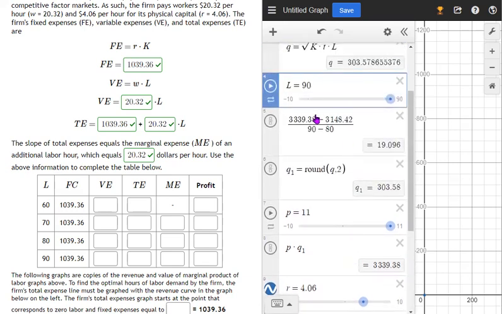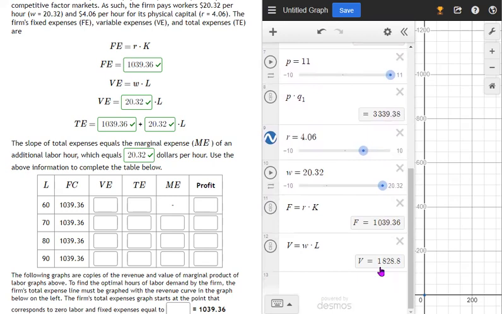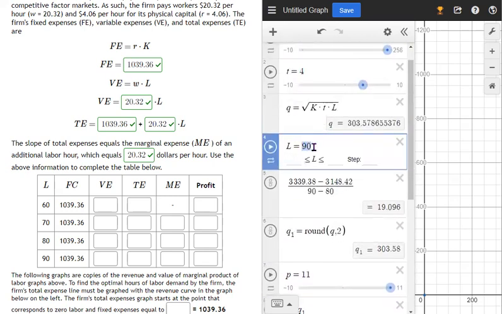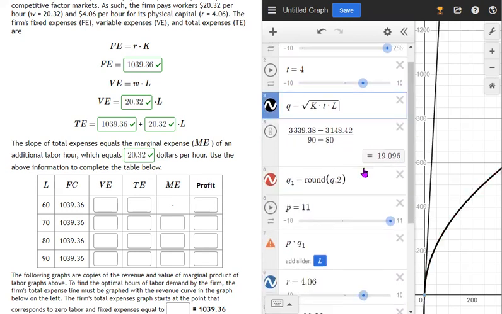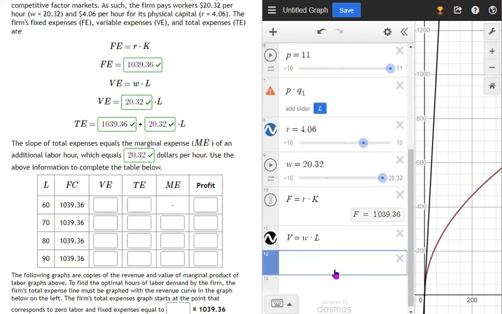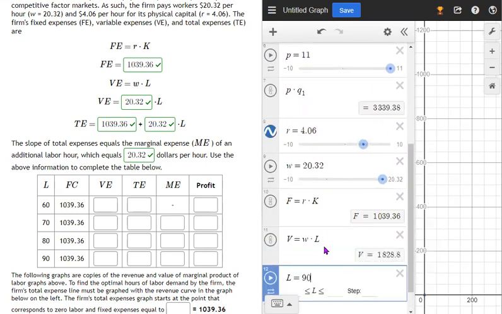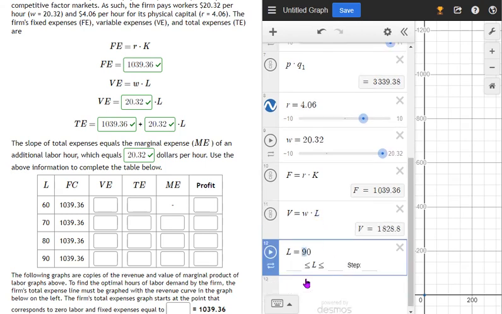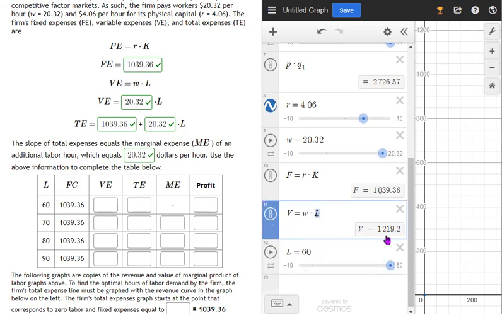So I'm going to go back up here and I can plug this value. Well, let's start over. Let's start at 60 here for labor, right? I'm going to grab that, delete it. I'm going to put it down here. Okay, so when I plug 90 into this equation here, I get, well, let's start at 60. Okay, starting at 60 hours of labor, if I plug the 60 into here, then my variable expense is going to be this value.